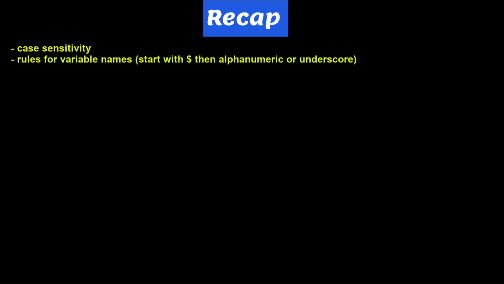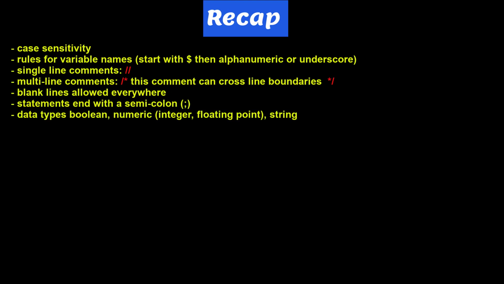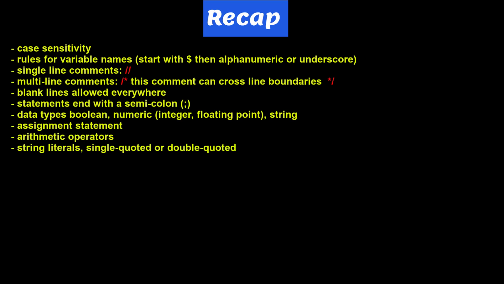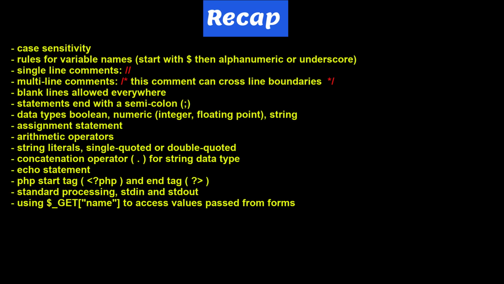Here's a recap. We've covered lots of territory in this session in introducing PHP: case sensitivity, rules for variable names, start with a $, then alphanumeric or underscore, single line comments and multi-line comments, blank lines allowed everywhere, statements end with a semicolon, data types boolean, numeric, either integer or floating point, and string, the assignment statement, the arithmetic operators, string literals, single quoted or double quoted, the concatenation operator, dot, for string data type, the echo statement, the PHP start and end tags, standard processing of standard input and standard output, and using $_GET['name'] to access values passed from forms.